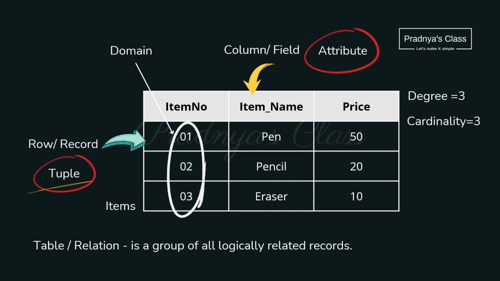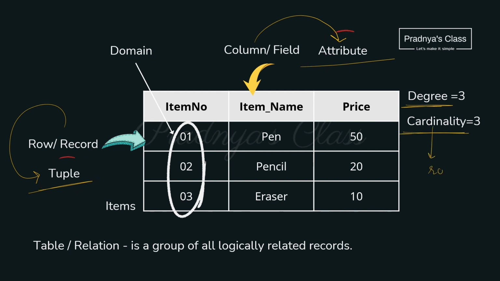Now what about this tuple and attribute? There is one more term for the row, that is tuple, and for column we use attribute. Here comes one more term, that is degree and cardinality. Relate this cardinality word to row. So cardinality is nothing but the number of rows. Look at the table. This is the first row, this is second, and this is the third row. That's why cardinality is equal to 3.